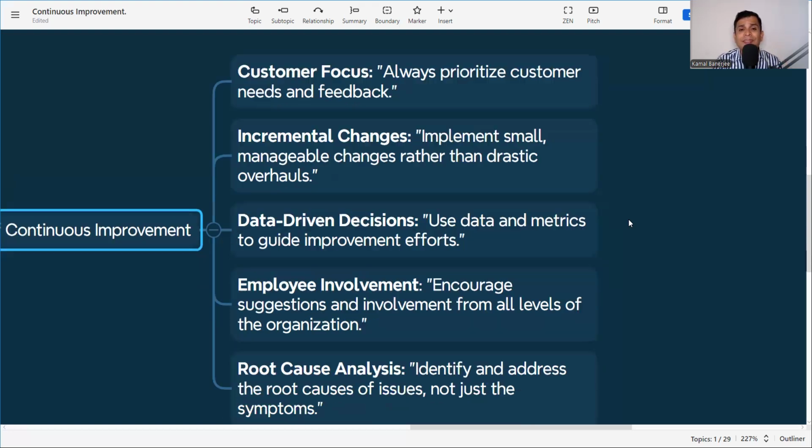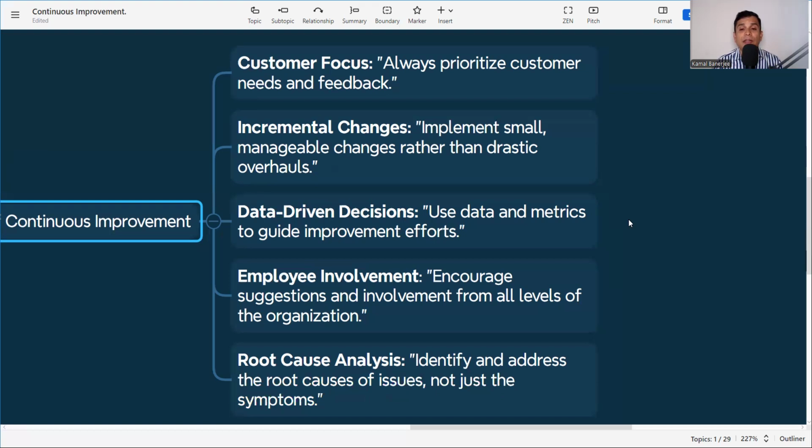Then data-driven decisions. Use data and metrics to guide improvement efforts. Without data, it is just an opinion. So if there is no data in hand, it is impossible to make any decision or make any continuous improvement in the process. So that is why data is very important.